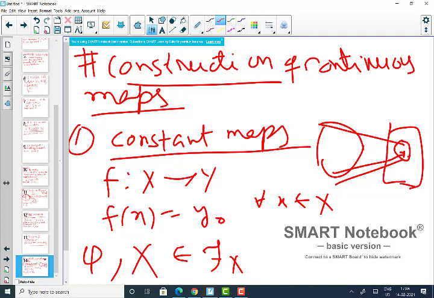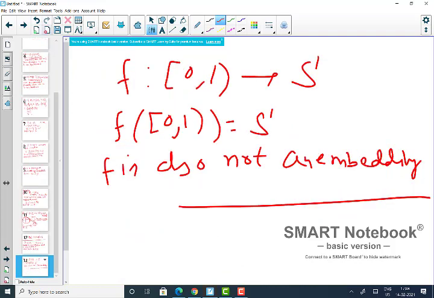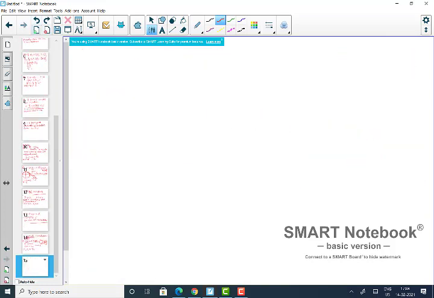Similarly, there is something called an inclusion map. Inclusion maps are also continuous maps. So what is an inclusion map?